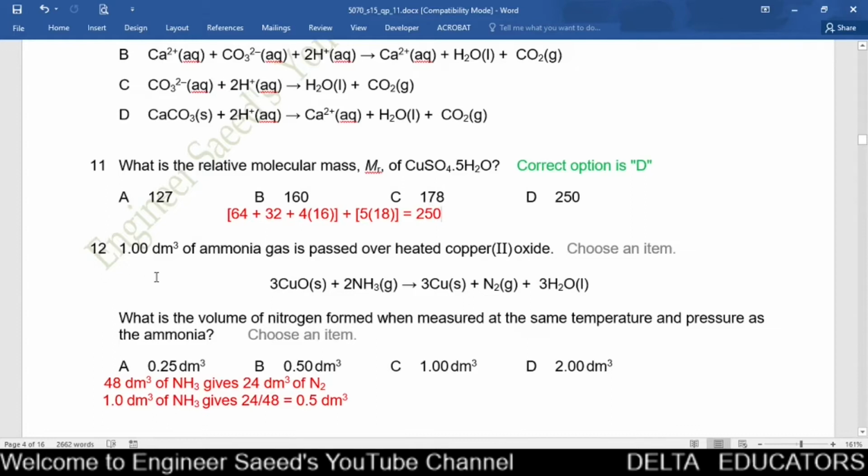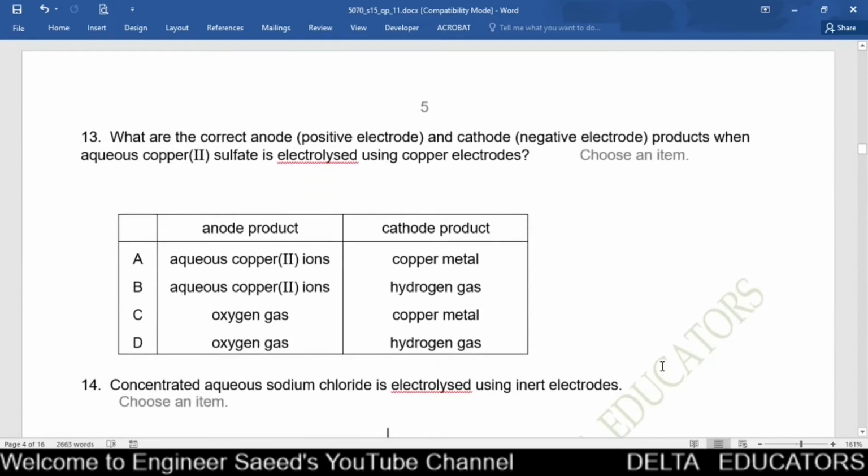Now here we have 1 decimeter cube of ammonia. So from 1 decimeter cube of ammonia, we will get 1 multiplied by 24 over 48. It will be 0.5 decimeter cube of nitrogen. So from 1 decimeter cube of ammonia, we will get 0.5 decimeter cube of nitrogen. 0.5 decimeter cube is given in option B. So the correct option is B. Next question.